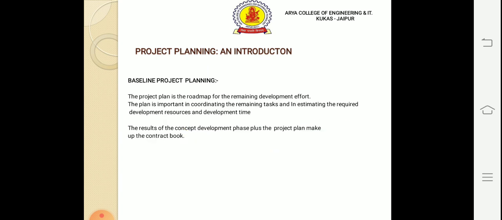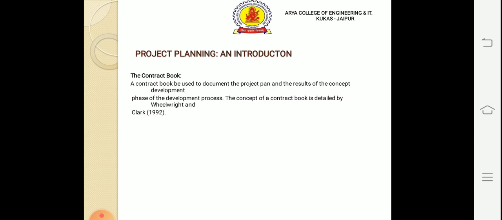Baseline product planning. The product plan is the roadmap for the remaining development effort. The plan is important in coordinating the remaining tasks and in estimating the required development resources and development time. The result of the concept development phase plus the product plan make up the contract book. We use a contract book to document the product plan and the result of the concept development phase of the development process. The concept of the contract book is detailed by Wheelwright and Clark in 1992.